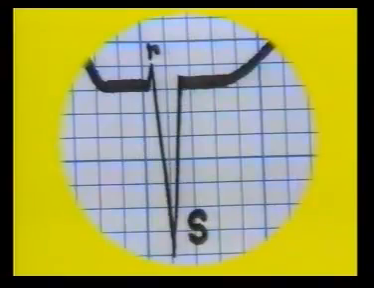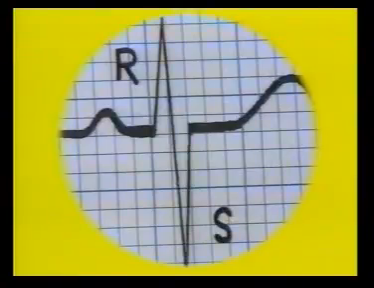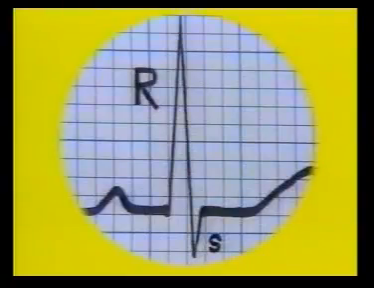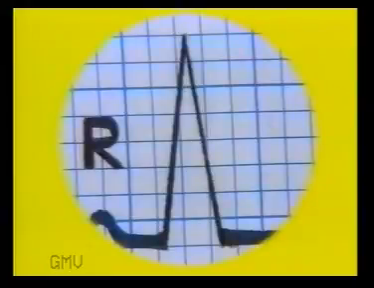Now we shall see a few QRS complexes to understand the terminology better. Here we see a small R wave and a deep S wave, an RS pattern. This is a tall R wave and a deep S wave, another RS pattern. And this is a tall R wave and a small S wave, again an RS pattern. You must have noted by now that prominent waves are written in capital letters and small waves in small letters.